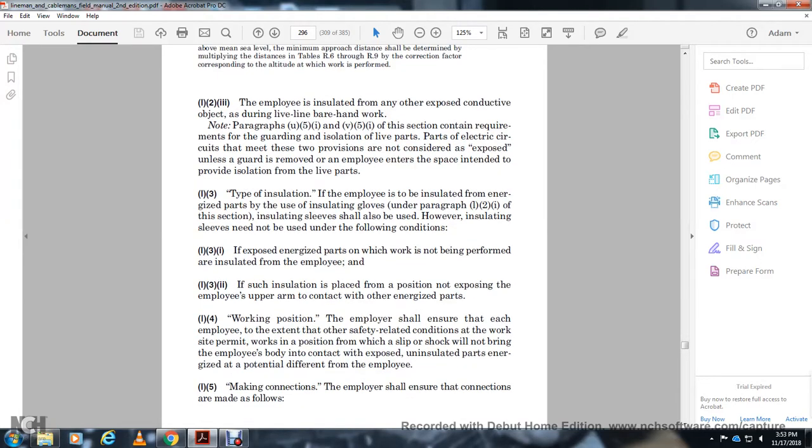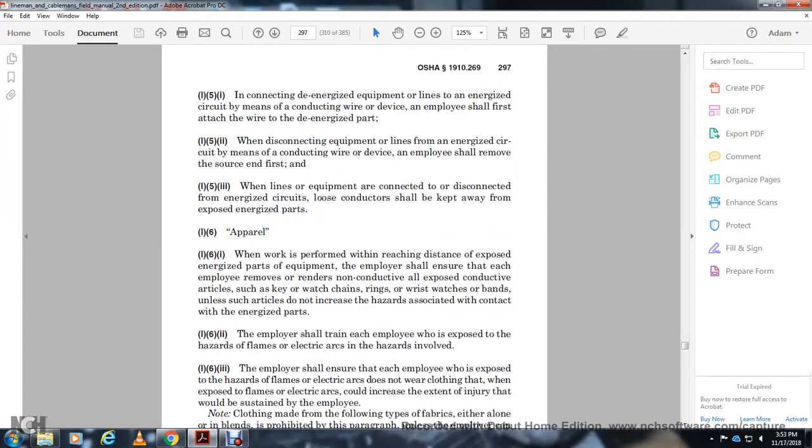The employer shall ensure that connections are made as follows. In connecting a de-energized piece of equipment or line to an energized circuit by means of a conducting wire or device, the employer shall first attach the wire to the de-energized part, disconnecting the equipment from the energized circuit. When removing the conducting wire or device, the employer shall remove the source end first.